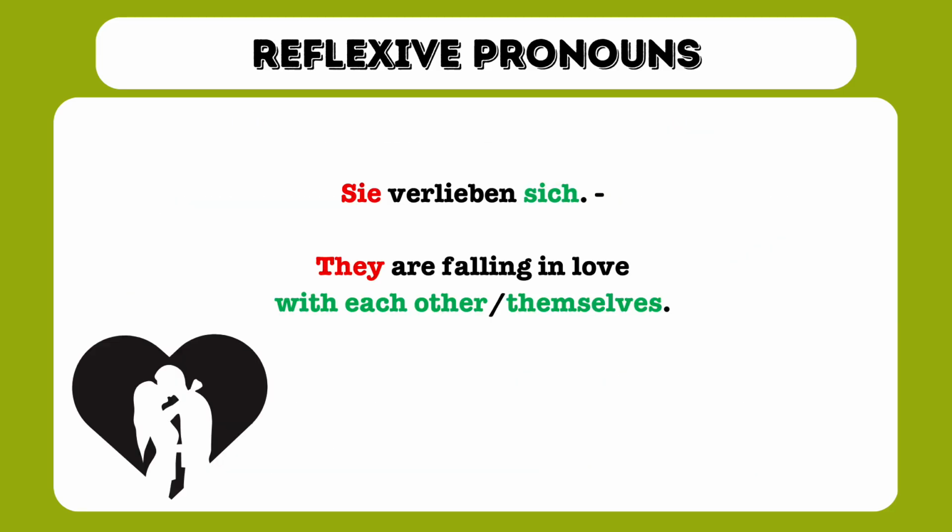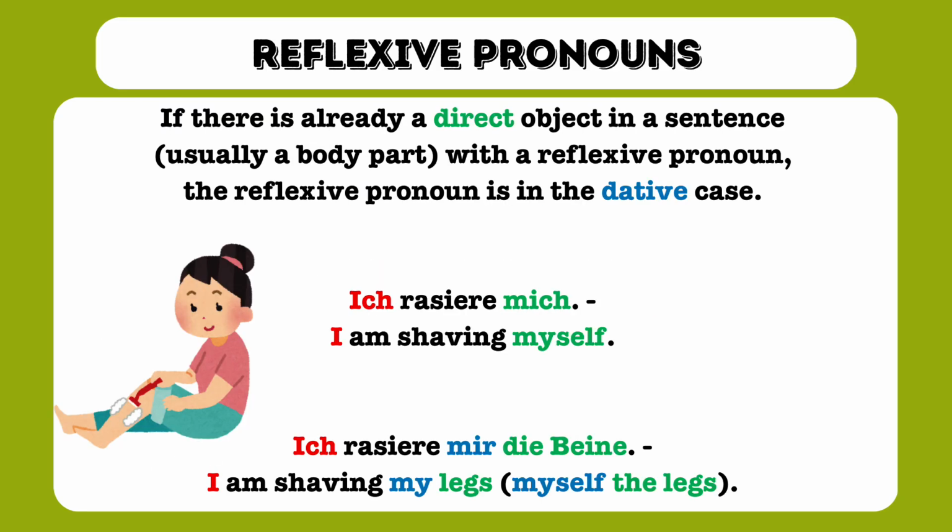Sie verlieben sich. They are falling in love with each other. This one's a little bit more straightforward, because the people who are falling in love are the same people with whom they are falling in love. So we have Sie verlieben sich. They are falling in love with these other people being the same ones as the people who are falling in love. Sie verlieben sich. When you are saying a sentence that already has a direct object, usually this is a body part, but not always, then you have the dative case as the reflexive pronoun.